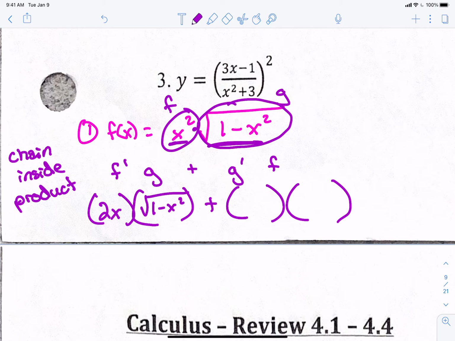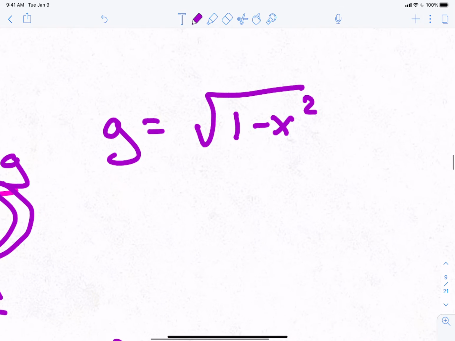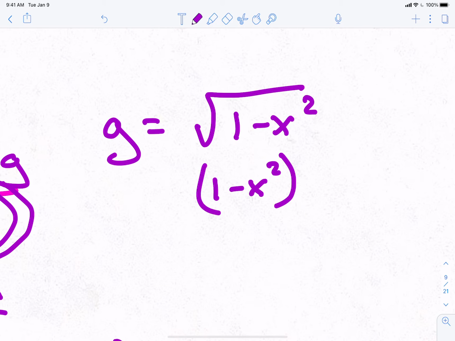This we said was a chain inside of a product, because you have to do the chain rule to find g prime. So g is the square root of 1 minus x squared. But before we take the derivative, we have to rewrite it as 1 minus x squared to the 1/2 power.